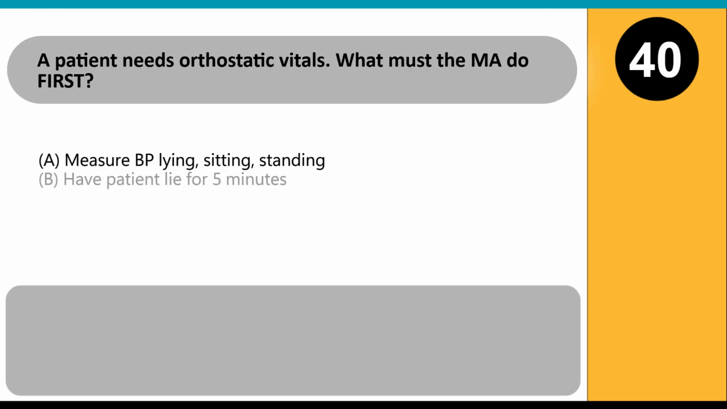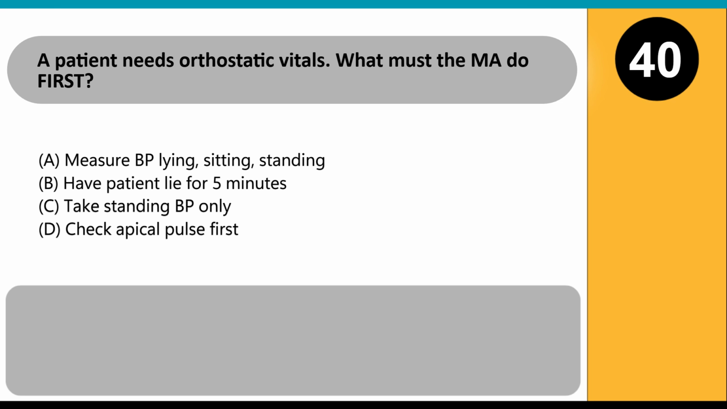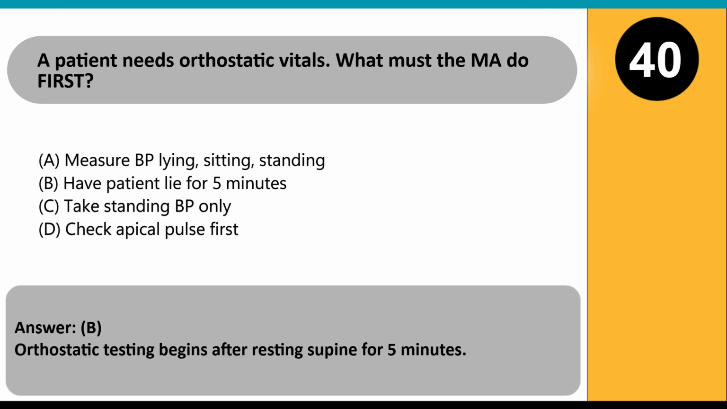A patient needs orthostatic vitals. What must the MA do first? A. Measure BP lying, sitting, standing. B. Have patient lie for 5 minutes. C. Take standing BP only. D. Check apical pulse first. Answer: B. Orthostatic testing begins after resting supine for 5 minutes.